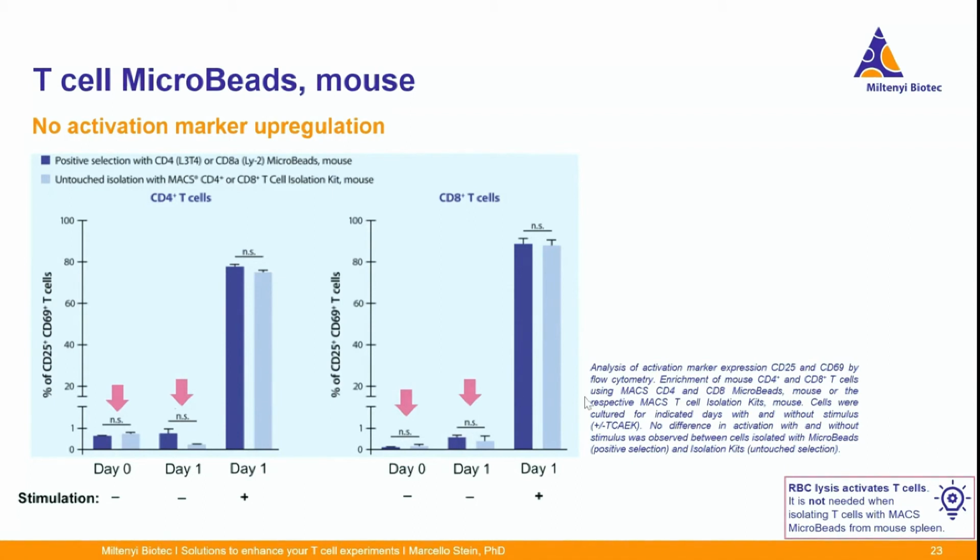As a useful tip, which you see here in the box on the lower right, and these boxes are at several points in this presentation, we would like to suggest to not use red blood cell lysis, because this indeed activates your T cell before the isolation. However, the red blood cell lysis is not needed for T cell isolation with our Max microbeads from mouse spleen, so better avoid it completely.